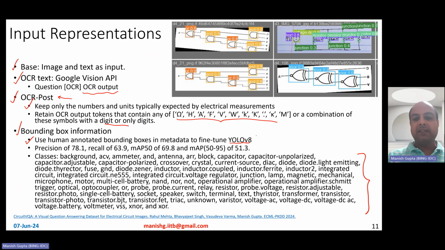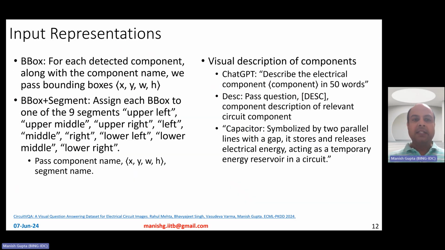The bounding box predictor that we have trained, the object detector, actually gives us reasonable precision of 78, recall of 64, a mAP 50 of about 70, and mAP 50 to 95 of about 51. So it's a reasonable bounding box predictor in that sense. So how do we use this bounding box to decide the input information?